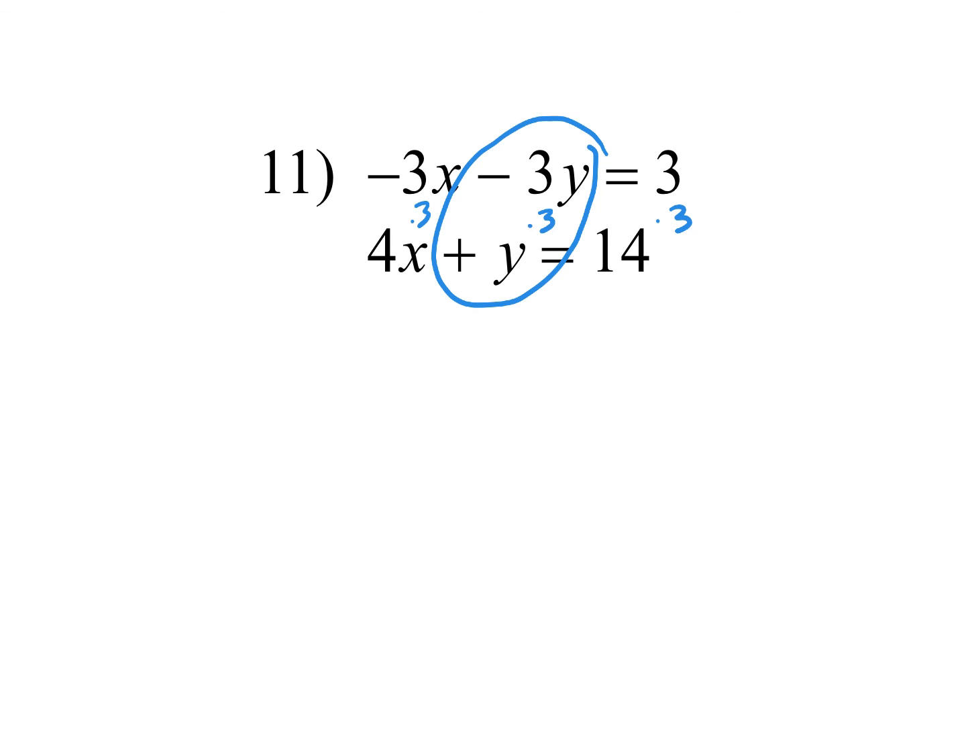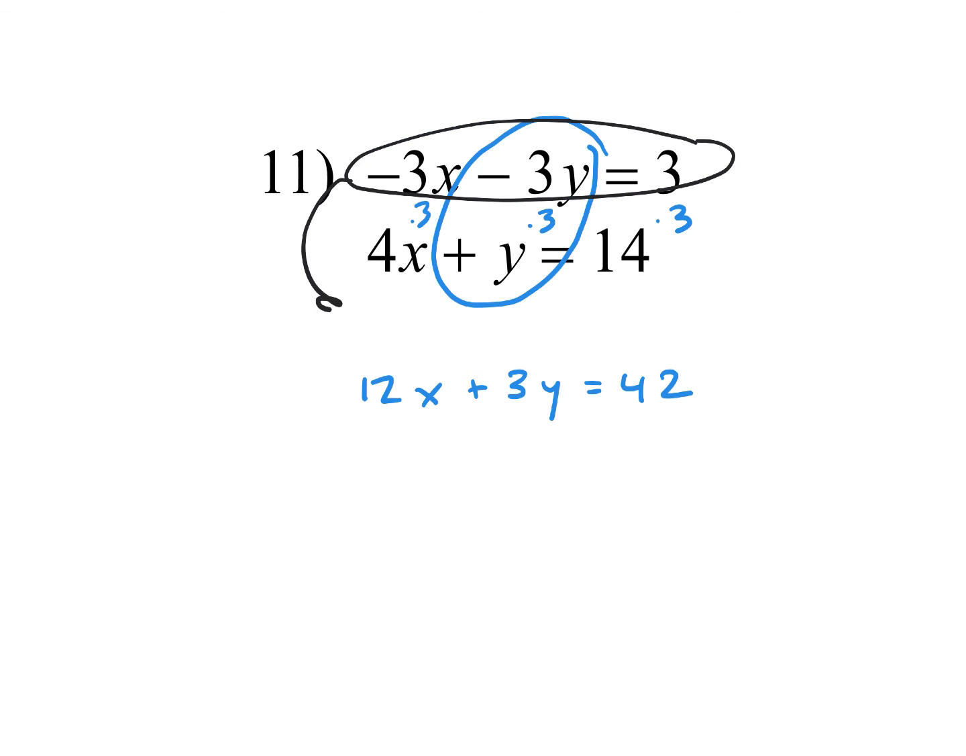So my new second equation, what's 4x times 3? 12x. And what's y times 3? 3y. And 14 times 3? 42. I'm just going to take my original first equation and rewrite it down here just to see it a little bit better. So negative 3x minus 3y is equal to 3.